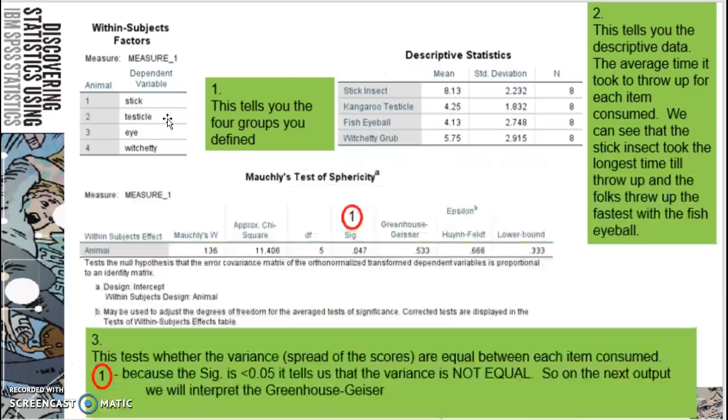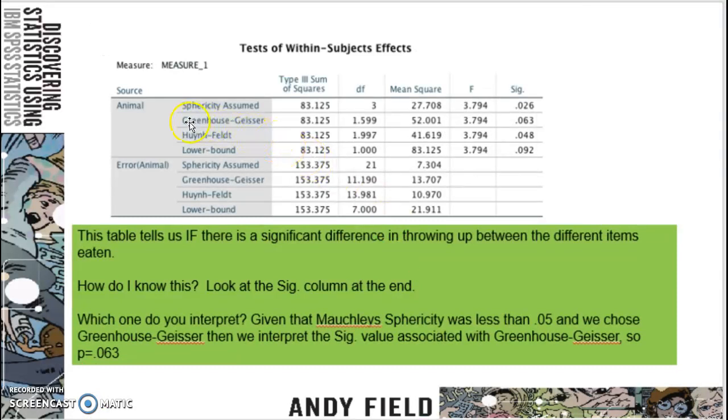So I'm going to scroll back up here, and it's not assumed because this is less than 0.05. Okay, so we said let's go with the Greenhouse-Geisser. So I'm going to go back down, so we're going to go Greenhouse-Geisser, and you get a p-value of 0.063. This is not significant. Huynh-Feldt was the other option that you could go with, and this one is significant.